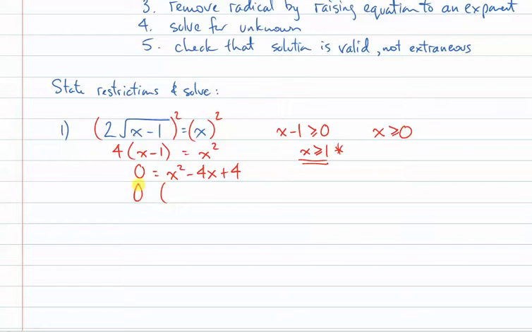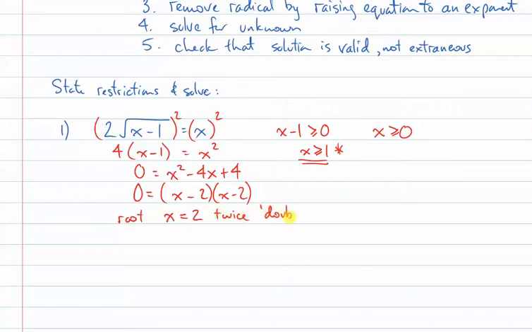I'll factor this quadratic, keep the equals 0, please. And we have x minus 2, x minus 2. So the root is x equals 2 twice, sometimes called a double root. You just have 2 of the same value. And checking, 2 is greater than or equal to 1, so it's valid. There's your solution for this simple problem. Let's move on to a more complex one.